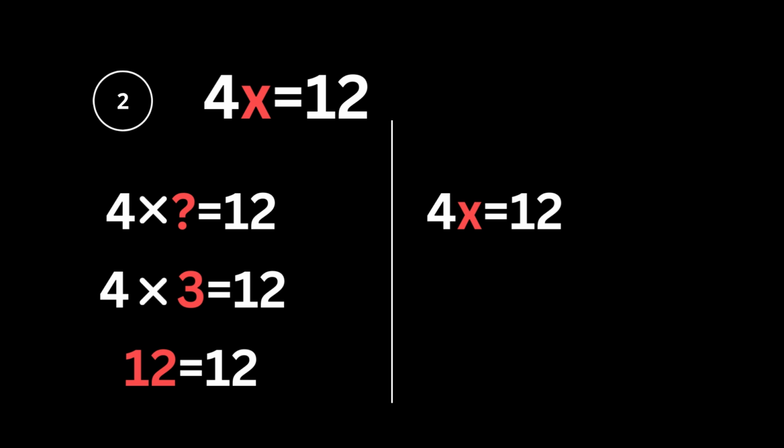The x is multiplied by 4, and what operation is opposite to multiplication? We know that to be division. So what we are going to do is use division. So we are going to divide both sides by 4. 4x divided by 4, 4 divided by 4 is 1, so they cancel, and 12 divided by 4 is equal to 3, so x equals 3.